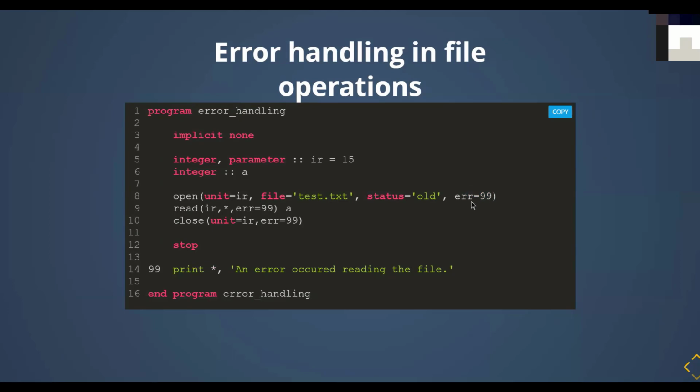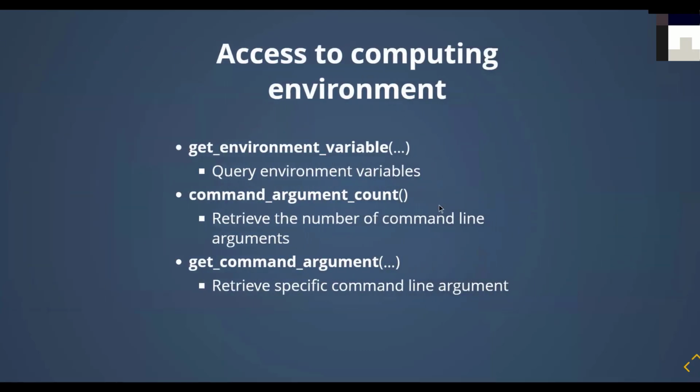There is also an IO stat variable that you can set to your own variable, and it will be assigned the error code. If you don't specify error here, it will not jump to anything. It will just silently fail and set the IO stat value to something not equal to 0.